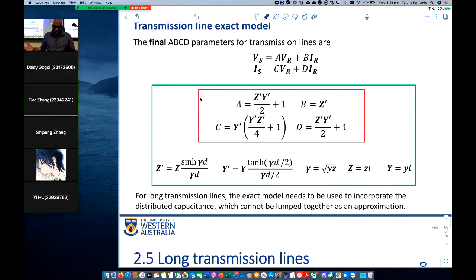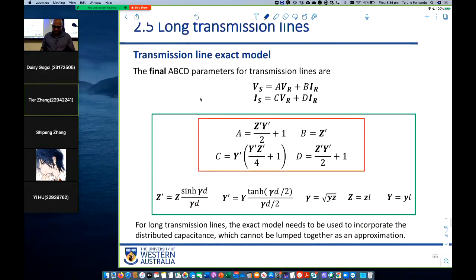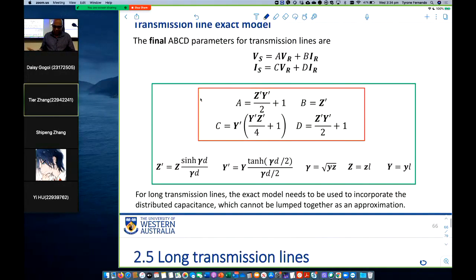So here, the long transmission line model, we are representing using ABCD matrices in a two-port network. A, B, C, and D are according to these expressions. You simply get Y dash by modifying Y, you get Z dash by modifying Z, and if you know the receiving end voltage and receiving end current, you can find the sending end voltage and sending end current. That's it.